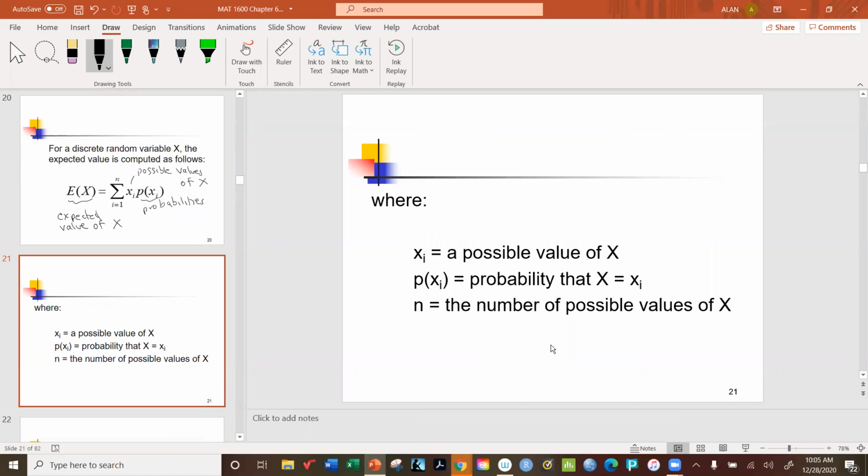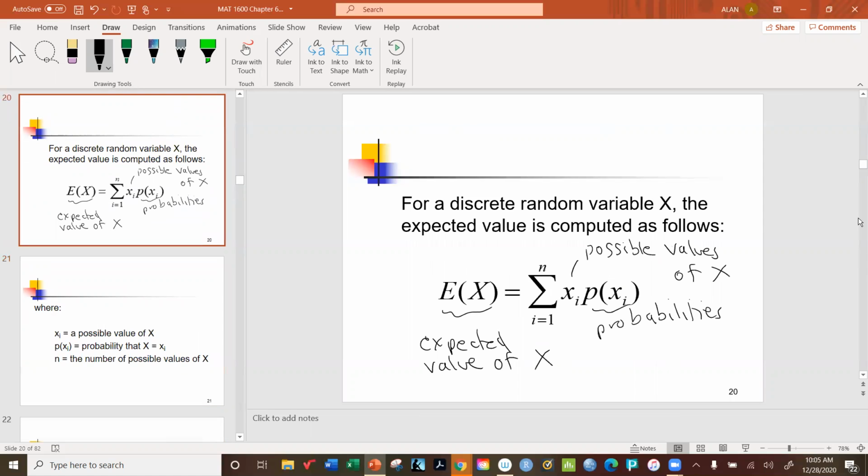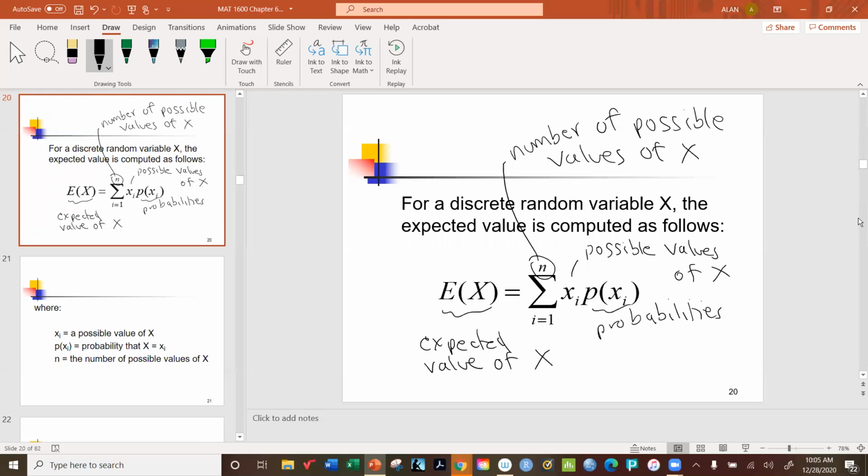All right, so this is the summary of what these mean. And one more thing, n is the number of possible values of X. It's not a sample size any longer. Okay, but again, it's kind of similar. It's just that we're dealing with a random variable now. Instead of a sample size, it represents the number of values X can attain.